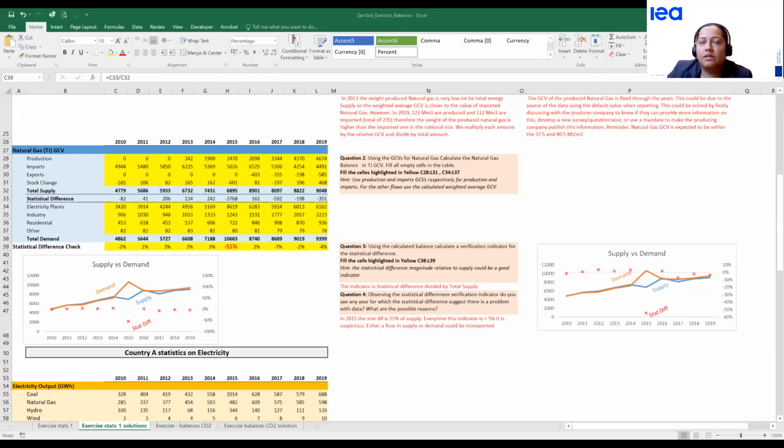Sorry, I was not sharing my screen. Can you see it now? Can you see my screen now? I'm sorry, I was just talking and I didn't realize that I was not sharing the Excel sheet.